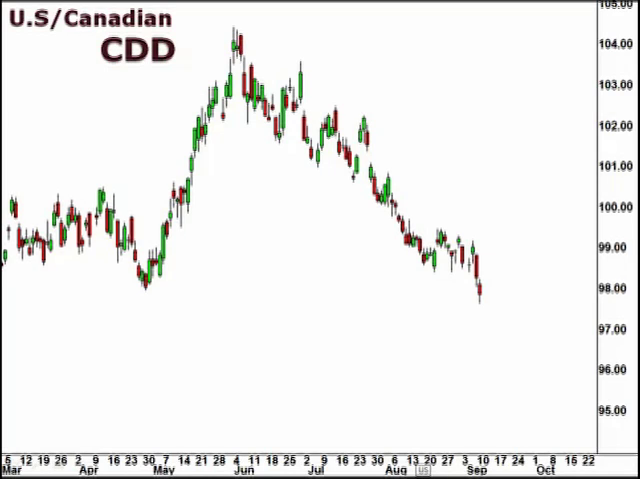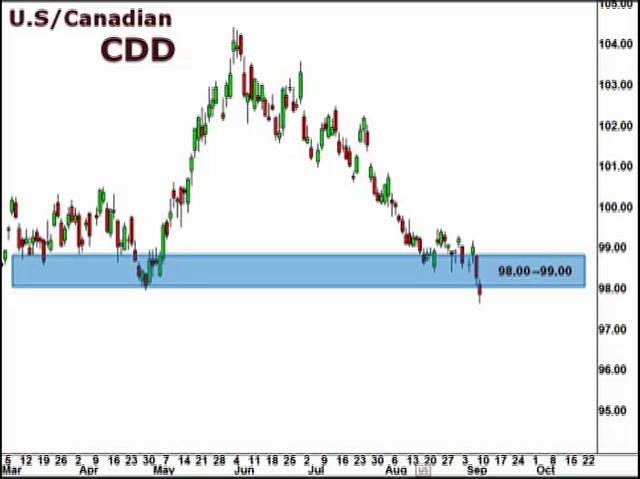Next up, the US dollar versus the Canadian dollar as seen here in the CDD. Well, the CDD broke below 98. 98.99 becomes the new resistance level. The path of least resistance is to the downside with 96.97 as the next level of support.